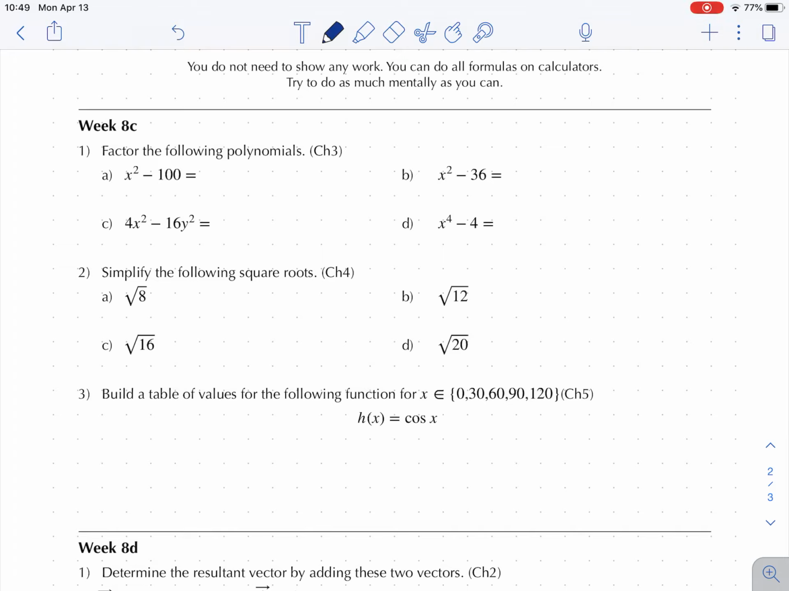Let's do Mastery Items Week 8C. Question number 1. Factor the following polynomials. This is from Chapter 3.